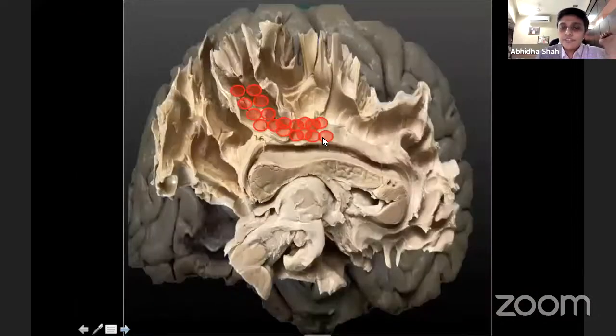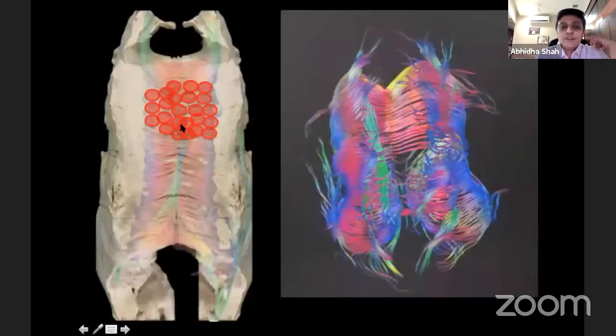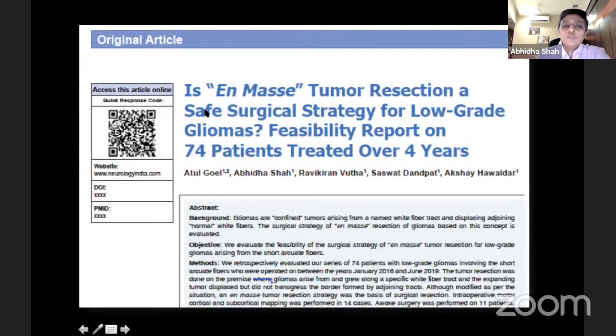The next type is the diffuse type, and these arise from the long association fibers or the commissural fibers. So you see, this is a cingulum. When a glioma arises in this region, it will spread along the cingulum, along its connection to the precuneus. And I will show you images where you can see this very clearly. And then you have the commissural fibers. Gliomas in this region tend to be bilateral, and they involve various parts of the corpus callosum, which again, I will show you.